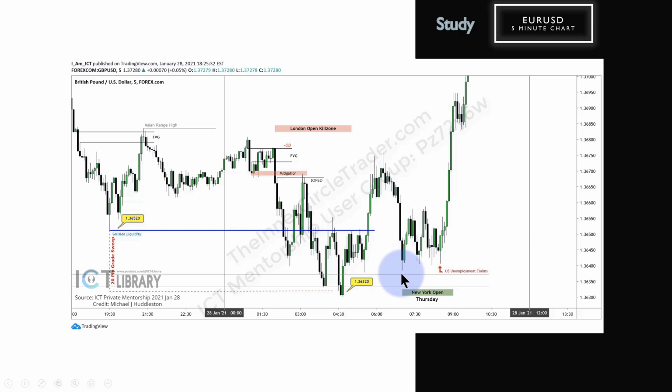Look where it starts. At the beginning of the New York open, 7 a.m. New York time, it creates this low here. And then we start consolidating ahead of what economic driver? U.S. unemployment claims. It was released at 8:30 a.m. New York time today or Thursday.